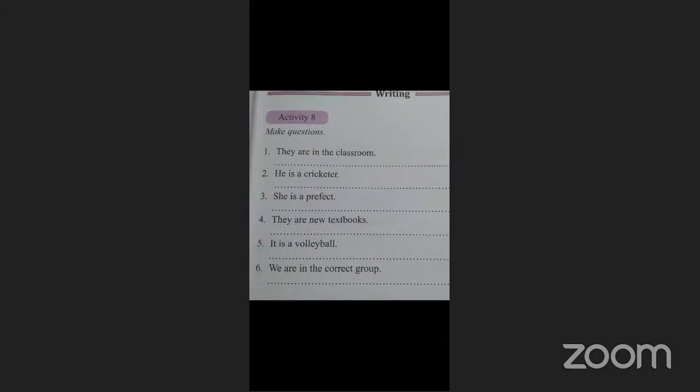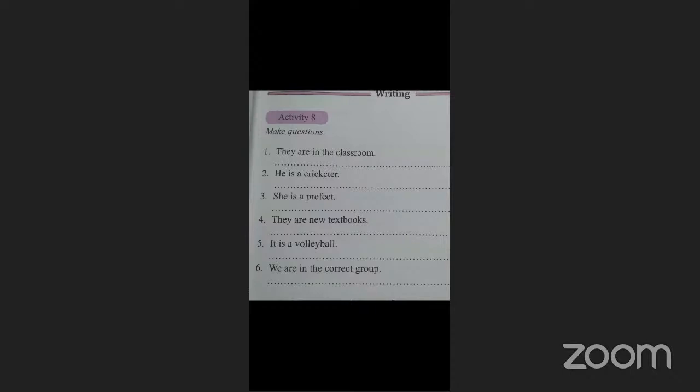There, you have to make questions. Now you know how to make questions using be verbs. There are 6 questions, right? Look at the first one. They are in the classroom. They are. Now, can you remember how to make the question?